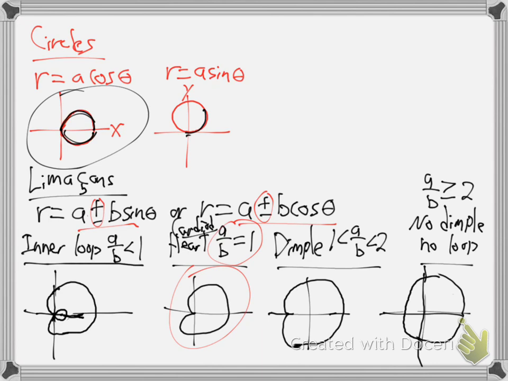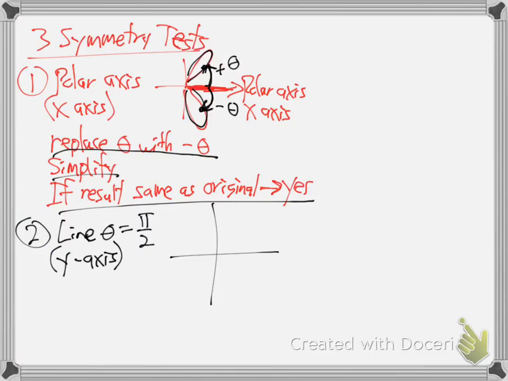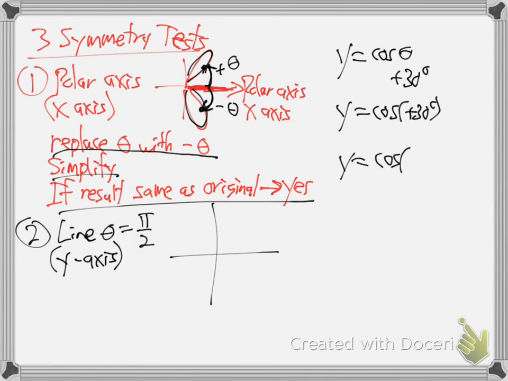Well, why is that the case? Because if you take that equation, something like y equals cosine theta, and you plug in any positive angle, plug in whatever you want, plug in positive 30 degrees, what do you get? Y equals cosine of positive 30, and then you plug in negative 30, you're going to get the same answer.